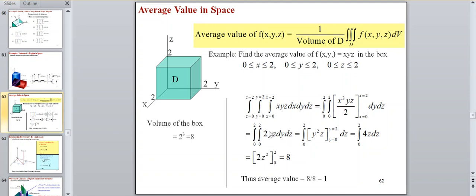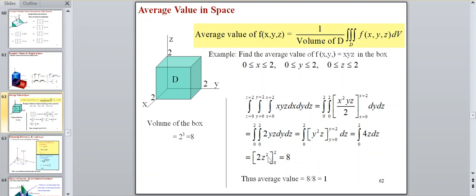The second integral is with respect to y. So z is constant. The integral of 2y dy is y squared, times z, y from 0 to 2. So when y is 2, this is 4. When y is 0, this is 0. So only left 4z. So the integral of 4z dz from 0 to 2, and the answer to this integral is 2z squared from 0 to 2.